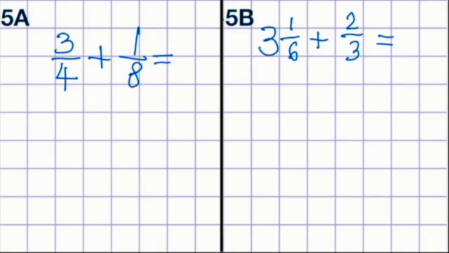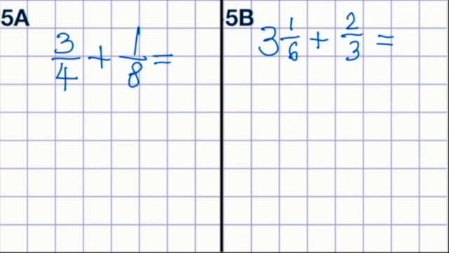Now you have to add two sets of fractions. 5a is a set of fractions with different denominators, and 5b has a mixed number, and then you also have different denominators. So press pause and then unpause when you're ready.